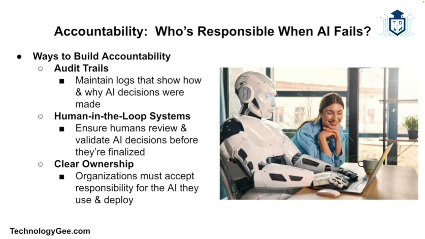So here are some ways to build accountability. The first is through audit trails, which are logs that show how and why decisions were made. Then there's the human in the loop system, which is when a human reviews AI decisions before they're final. And then there's clear ownership. Organizations must take responsibility for the AI they deploy. At the end of the day, accountability isn't about just blaming machines. It's about ensuring humans stay in charge of what AI does and does not do.